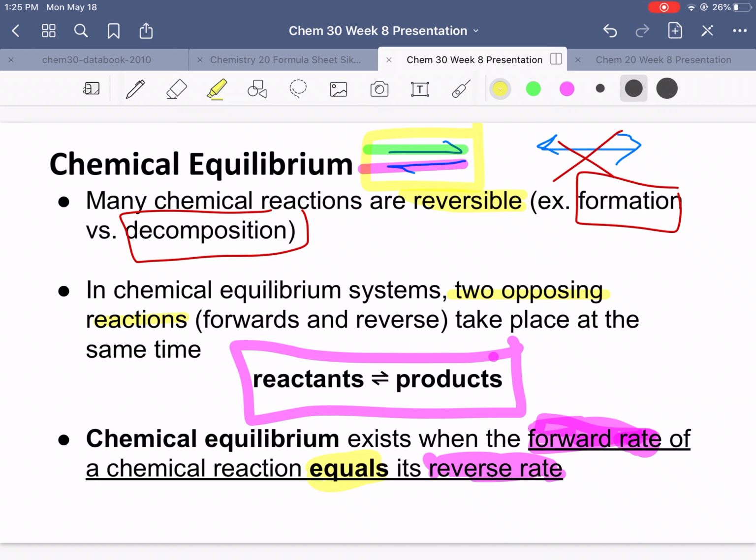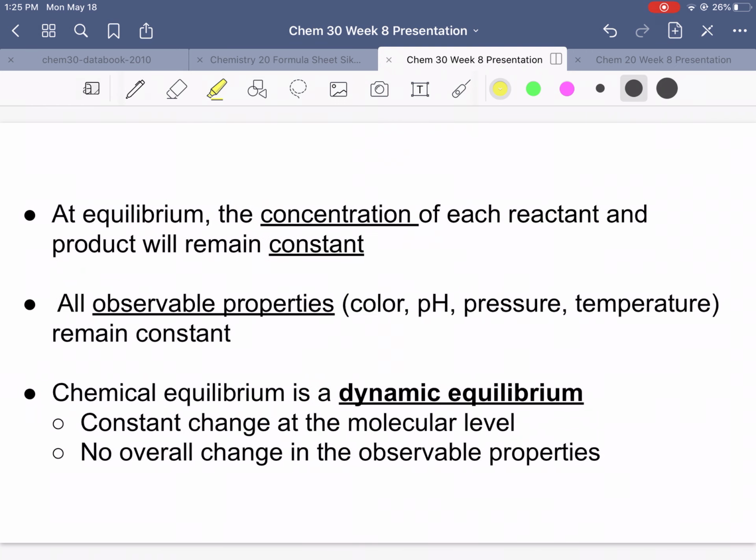Now, this isn't to say that it can't favor the forwards or the reverse. It's not to say that there's always identical amounts of reactants and products. All I'm saying is that the reaction rate is the same, which means it's going to reach something that seems a little bit like homeostasis, like a consistency of the concentrations of the reactants and the products, because the rates are identical. Let's explore this further.